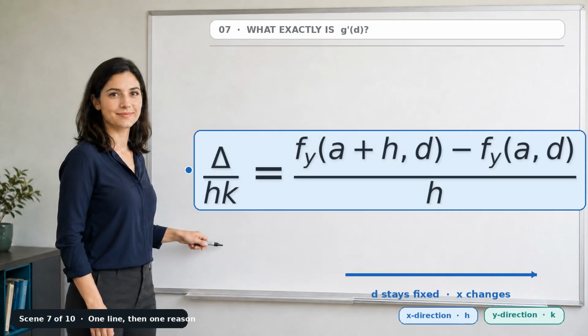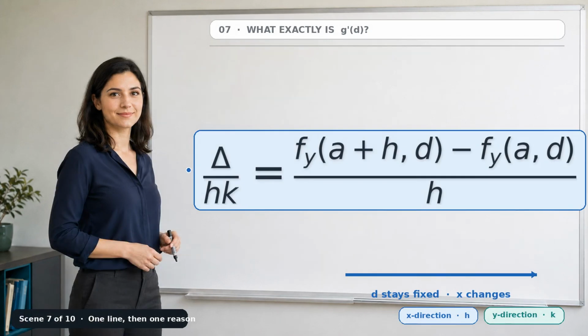Stop here. Look at the points a plus h comma d and a comma d. Their y-coordinate d is fixed. Only x changes from a to a plus h. So we now have a change of f sub y in the x direction. That observation tells us exactly what function to define next.